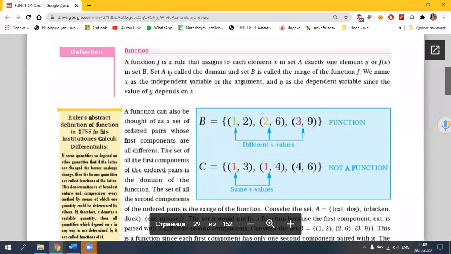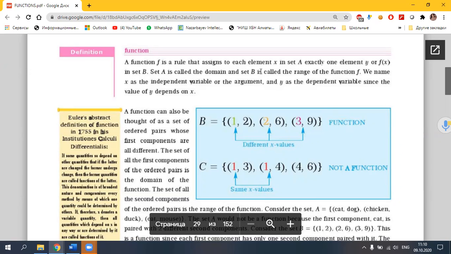Set A is called the domain: the values that x takes. Set B is the values that y takes, the values of the dependent variable. It is called the range of the function f, the set of values of the function.